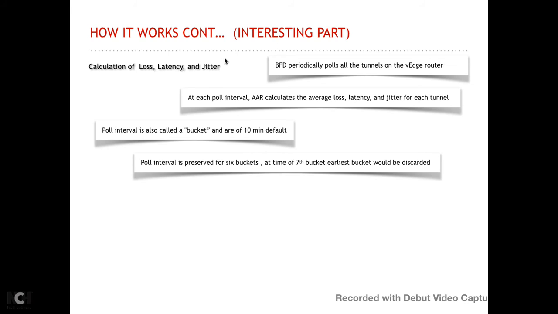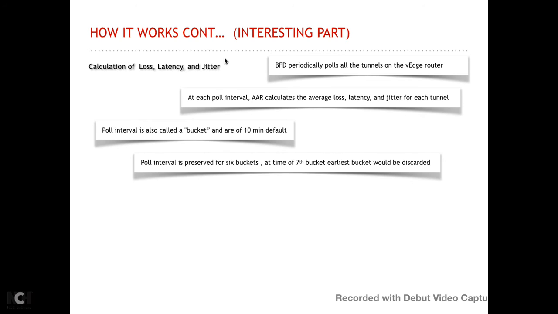So what happened to the 7th bucket? When the 7th bucket comes, or the 7th poll interval starts, right? Normally, intelligently, the earliest bucket gets discarded. So what do I mean by the earliest bucket? The first bucket, which was taken at the beginning, at the start of the BFD hello packet. Understand? So that particular bucket gets discarded. So you always have the latest information, that is bucket 2, 3, 4, 5, 6. Again, one comes as bucket 7.